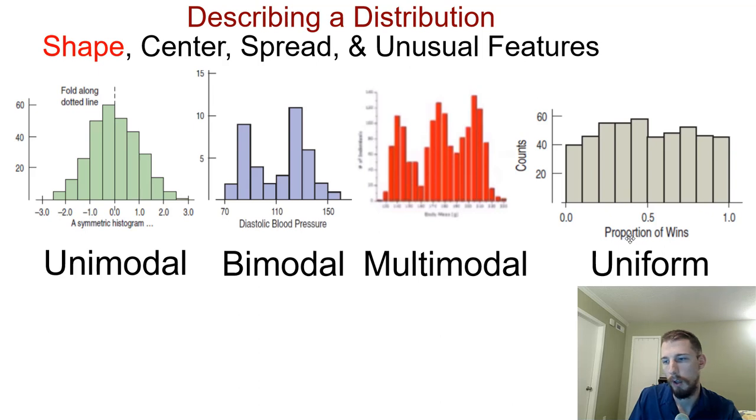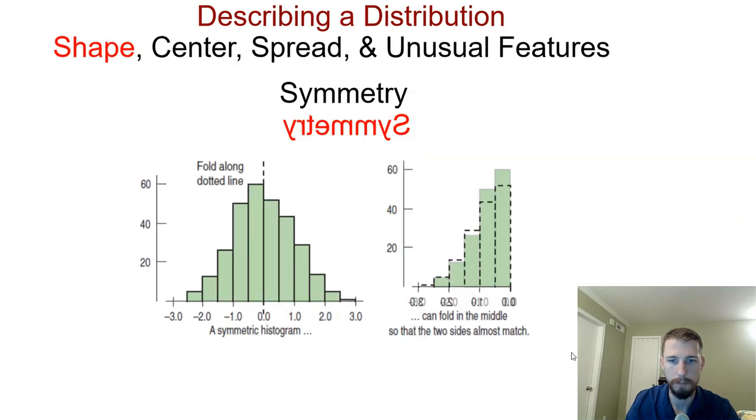Uniform doesn't have to be exactly uniform, but if it looks pretty evenly distributed across the board, then we would say that it would be uniform. There's no real clear mode.